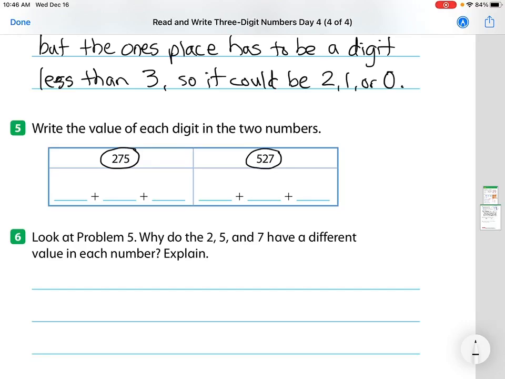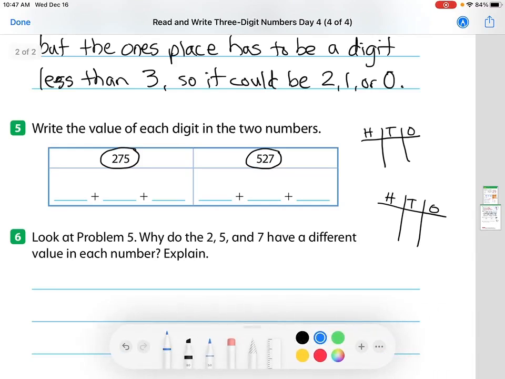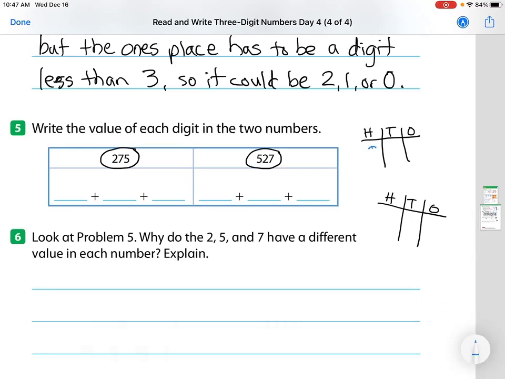If it helps, you could write yourself a couple different hundred or place value charts off to the side to put the numbers in. You would need 2 different charts because you're working with 2 different numbers. So if you want to do that, you can, and put your numbers in there. Like, for example, 275 is going to be looking like that, and 527 would look like this.